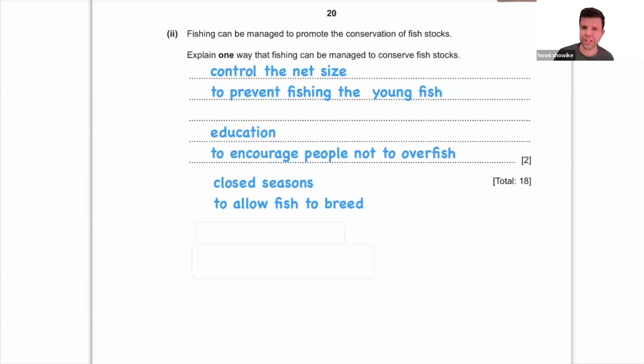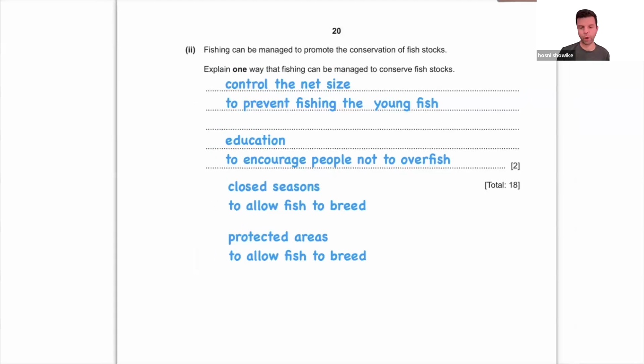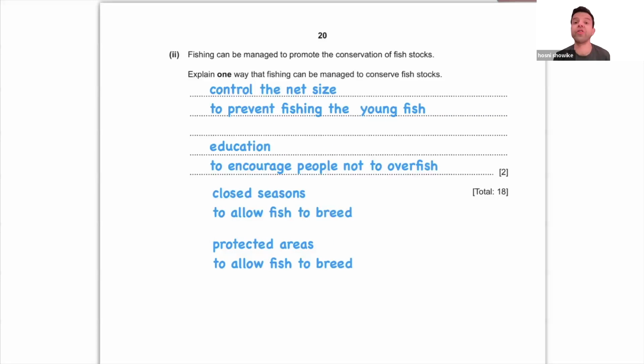closed season. What's a closed season? Somewhere where you ban fishing. Tell people you can't fish between Jan and March, for instance. And you build fish farms. So you allow fish to breed right there. Okay? And this means we're done with paper 4 for today.